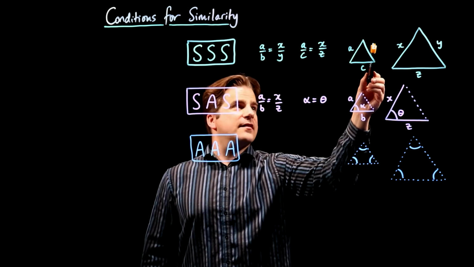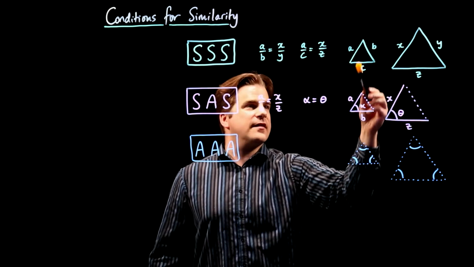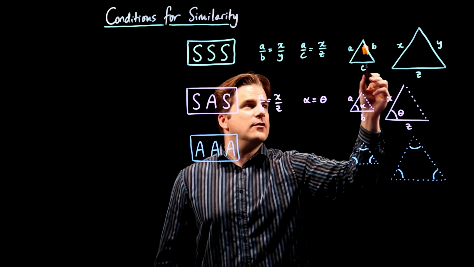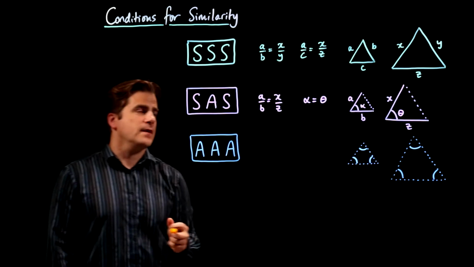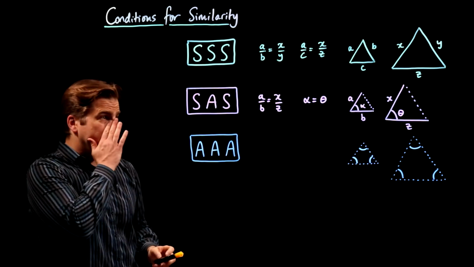if that to that is the same as that to that, and that to that is the same as that to that, then that to that must be the same as that to that. And you've shown that the two triangles are in proportion. So I've called that side, side, side.